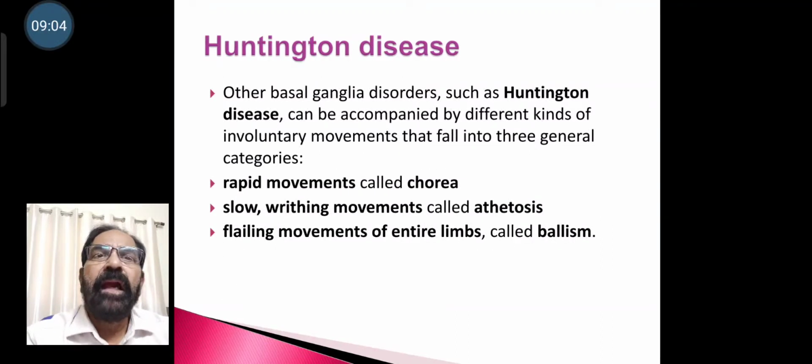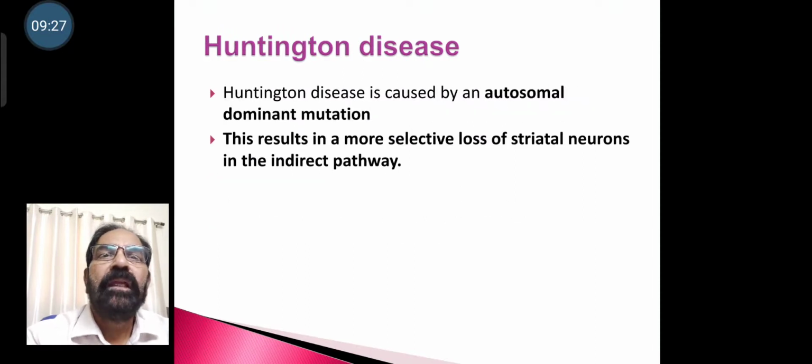Huntington disease. Other basal ganglia disorders such as Huntington's disease can be accompanied by different kinds of involuntary movements that fall into three general categories. Rapid movements called chorea, slow writhing movements called athetosis, and flailing movements of entire limbs called ballism. Huntington disease is caused by an autosomal dominant mutation. This results in a more selective loss of striatal neurons in the indirect pathway.